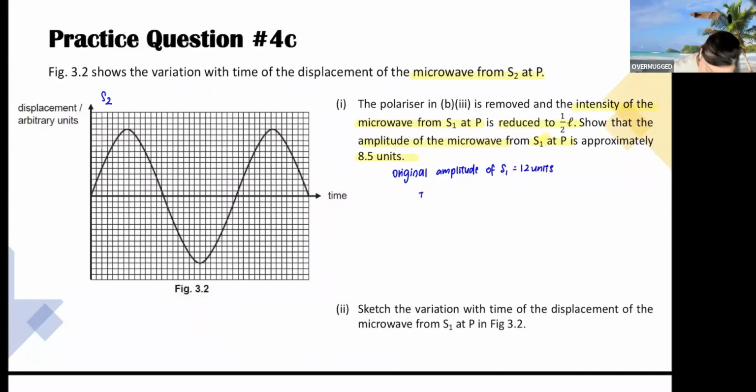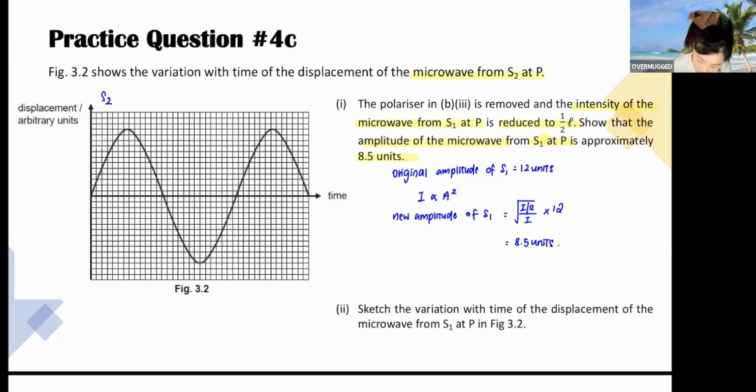So, remember intensity is directly proportional to amplitude squared. So in this case here, what would be my new amplitude of S1? Since my intensity of S1 is now reduced by half, it will be square root of half, times my original amplitude, which is actually 12 units. Then from here, I'll get 8.5 units. Understand?